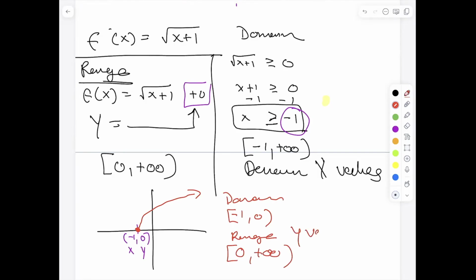Range is y values. This is up and down. It's not going down. This graph is not going down. And my domain are x values, and that's left and right. All right, so let's keep going.